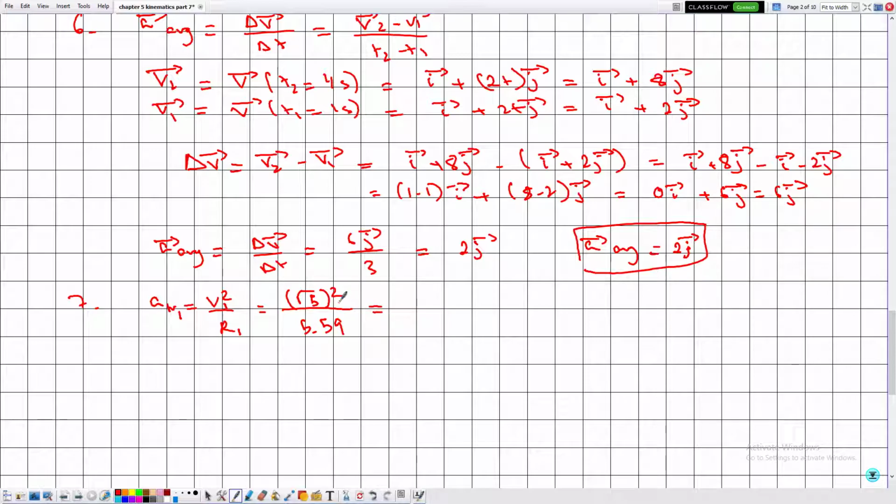Plugging this into the calculator, it's given by 0.89 meter per second squared.